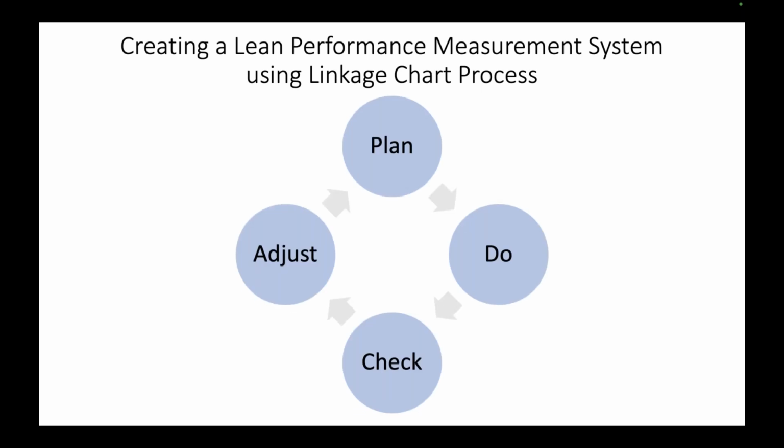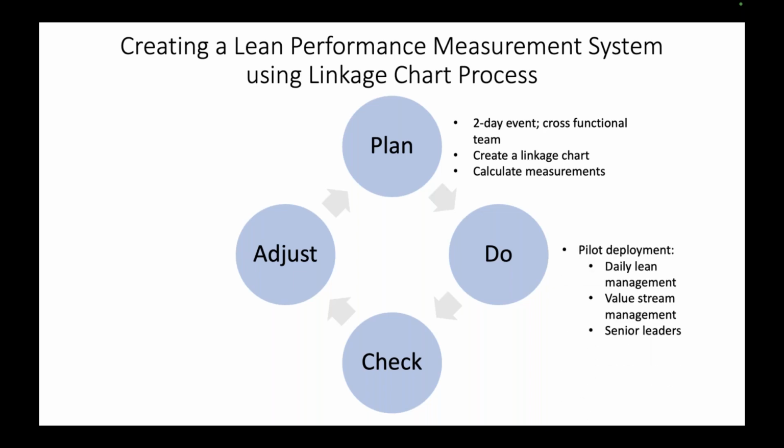So what's the linkage chart process? First of all, the plan step: it's a 2-day event with a cross-functional team. Your job is to create a linkage chart, calculate the measurements, and create a plan to deploy the measurements into this first value stream. Daily lean management has daily measurements. Value streams have weekly measurements. Senior leaders have monthly measurements.